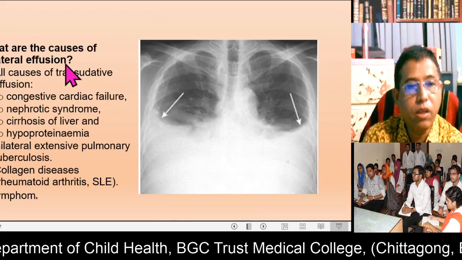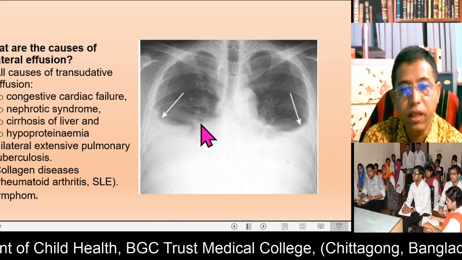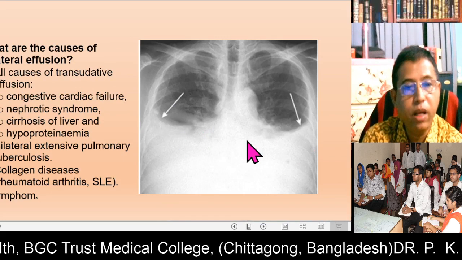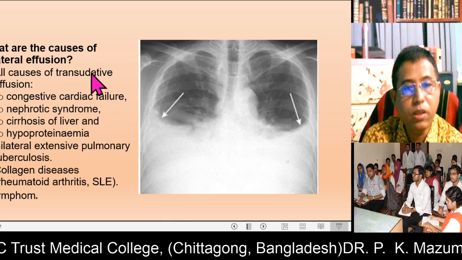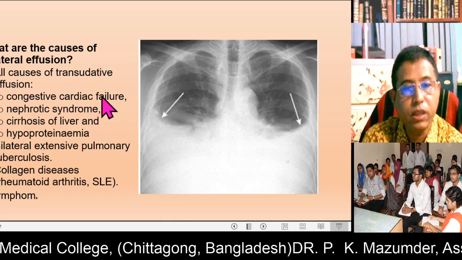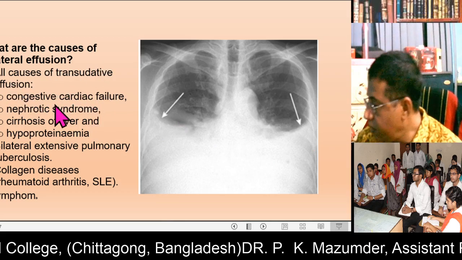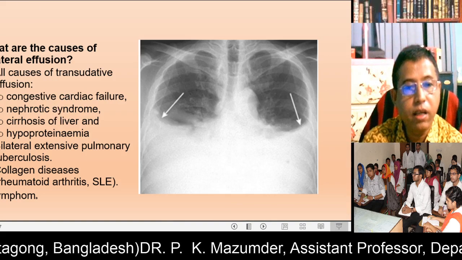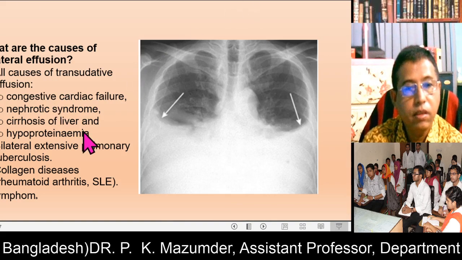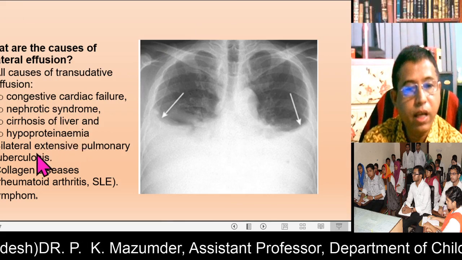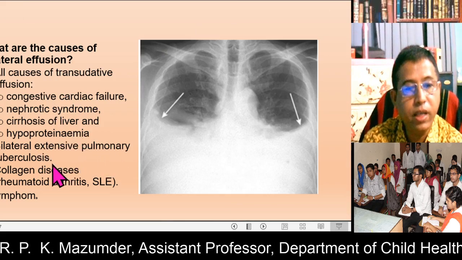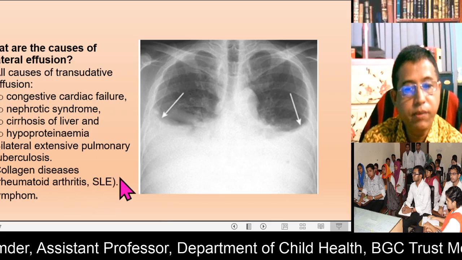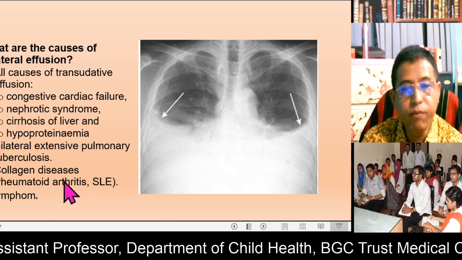This is a bilateral pleural effusion. What are the causes of bilateral pleural effusion? All causes of transudative effusion, such as congestive cardiac failure, nephrotic syndrome, cirrhosis of the liver and hypoproteinemia; miliary or extensive pulmonary tuberculosis; collagen diseases such as rheumatoid arthritis, systemic lupus erythematosus; and lymphoma.